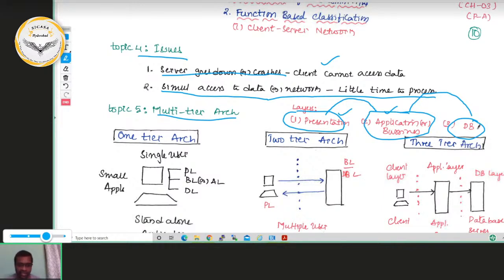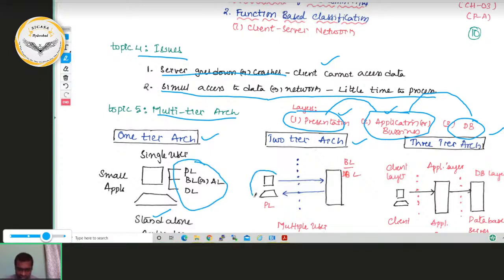Now this multi-tier architecture is classified into three types. The first one is called one-tier architecture. The second is called two-tier architecture. The third one is called three-tier architecture. Simple. If a single computer, also called a standalone computer, has all three layers, presentation layer, business layer, and database layer, then it is called a one-tier architecture.